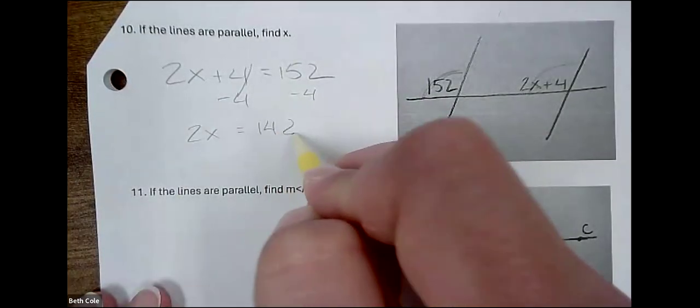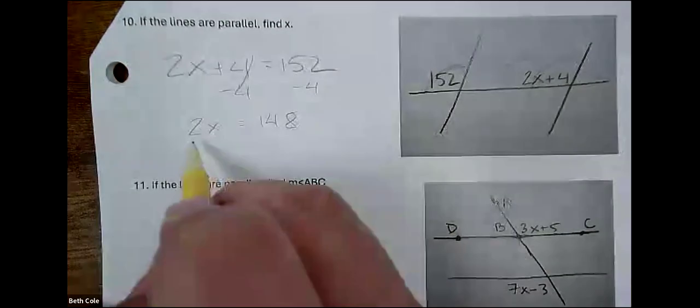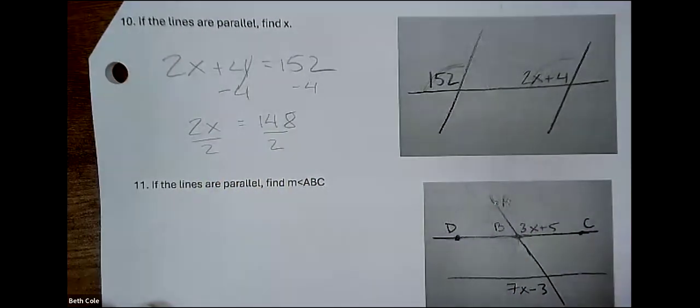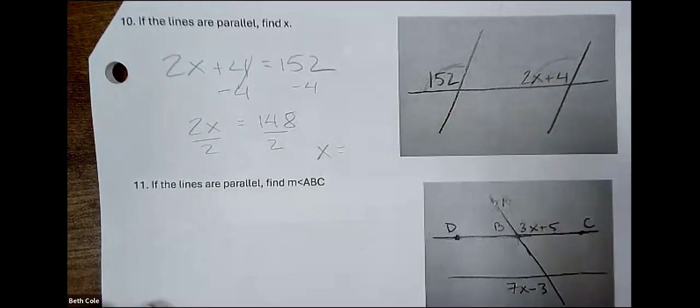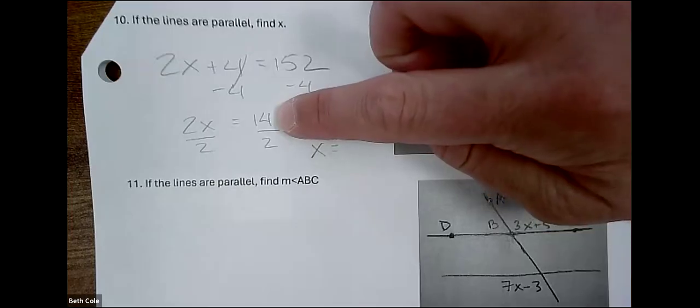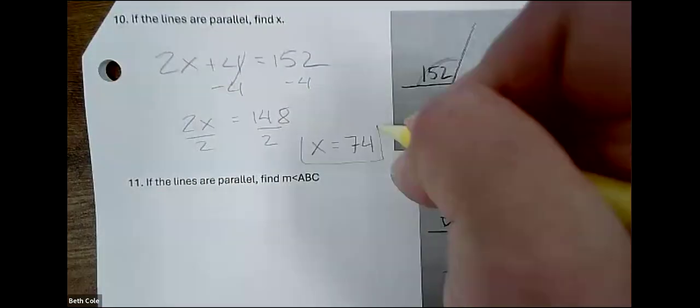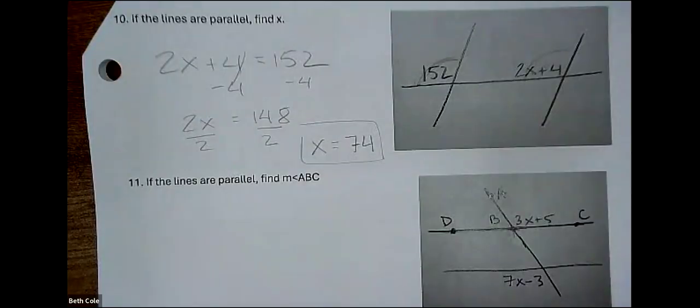152 minus 4 would be 148. And then your last step is to divide by 2. Do you want me to show you how you can do this without a calculator? What's 14 divided by 2? It's 7, so it's going to start with 7. And then 8 divided by 2 is 4. Not that you can't use a calculator; there are just so many steps to click to bring it up.